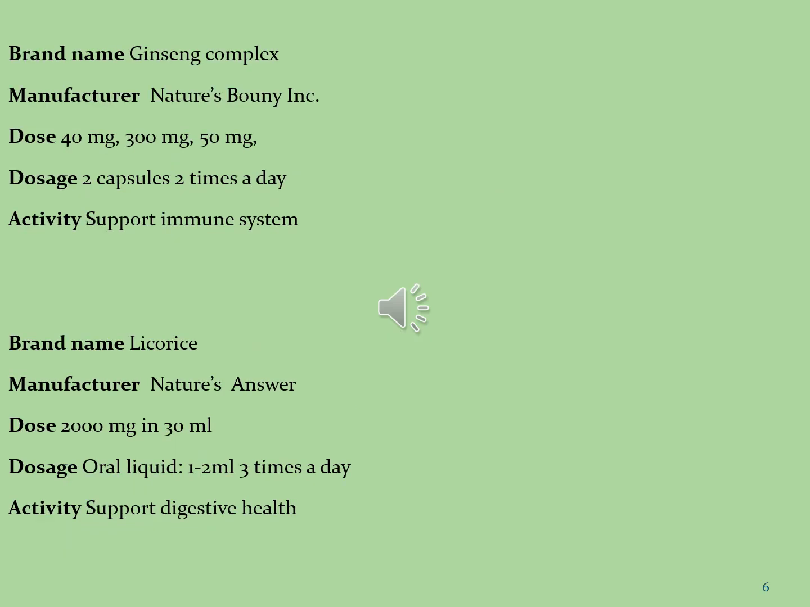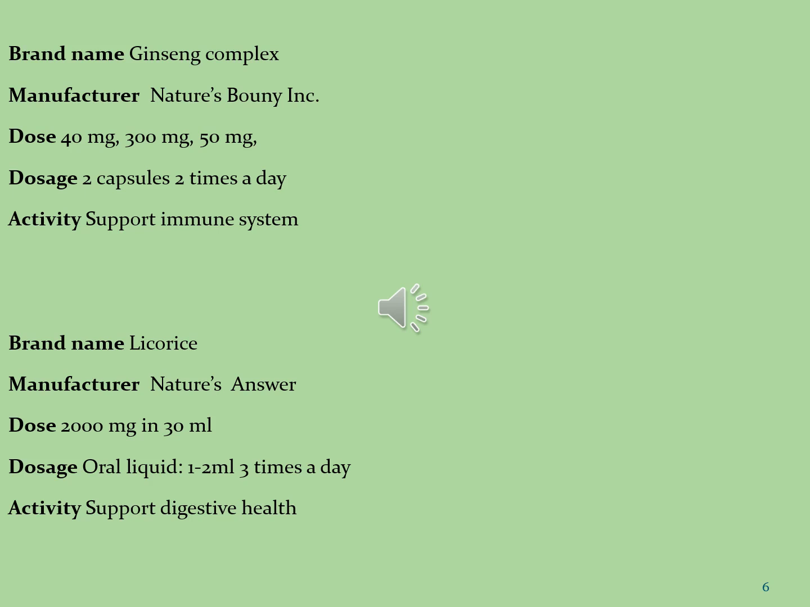Another product is ginseng complex, which is manufactured by Nature's Bounty Nutraceuticals. We take its dose 40 mg, 300 mg, and 50 mg per day. It is formulated in capsule dosage form and we can take 2 capsules 2 times a day. It is used to support the immune system.